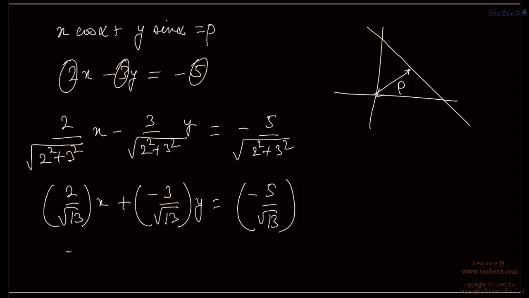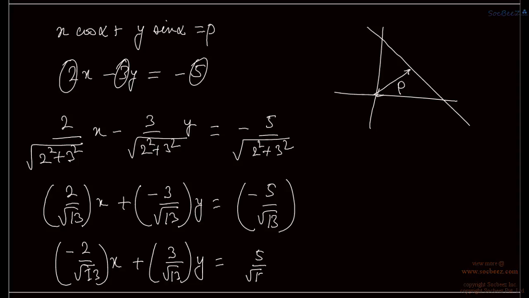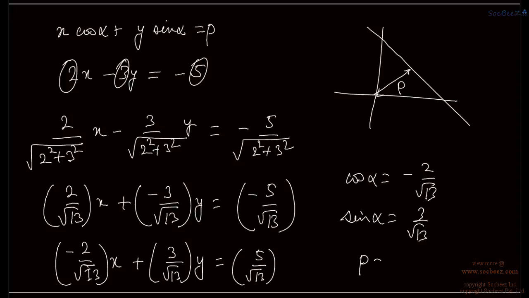So this is basically minus 2 upon root 13 x plus 3 upon root 13 y is equal to 5 upon root 13. So here cos alpha is minus 2 upon root 13, sin alpha is 3 upon root 13, and p is 5 upon root 13. So hence we got the length of the perpendicular from the origin, that is 5 upon root 13.